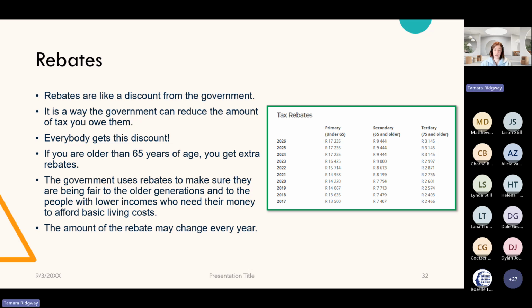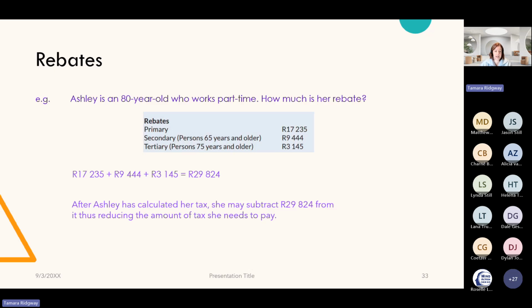All right, here's an example. Ashley is an 80-year-old who works part-time. How much is her rebate? So here you can see that because she's 80, we are adding 3 amounts to it. And after Ashley has calculated her tax, she may subtract 29,824 Rand from it, thus reducing the amount of tax she needs to pay.